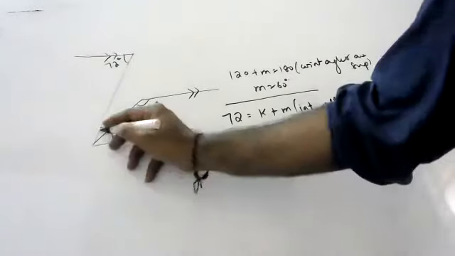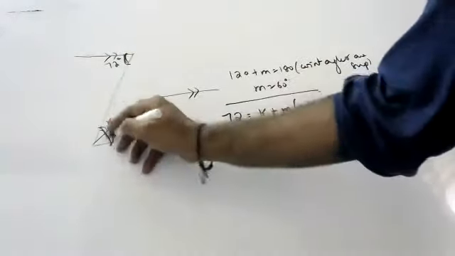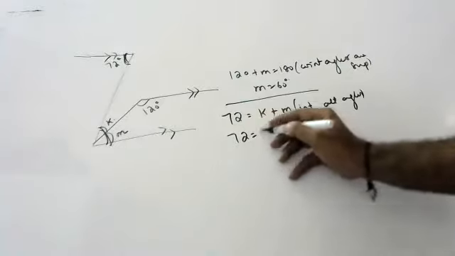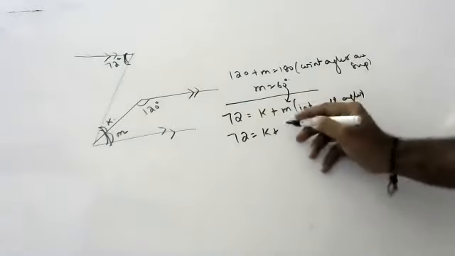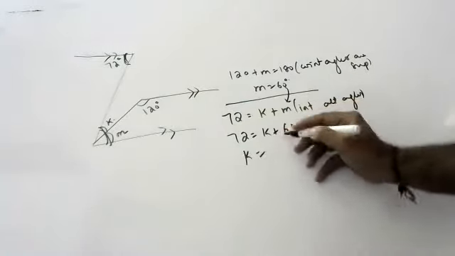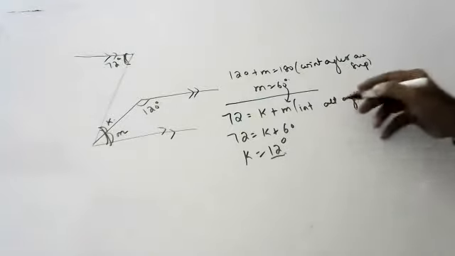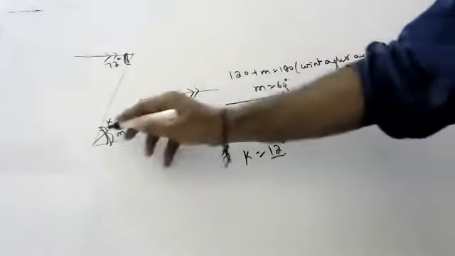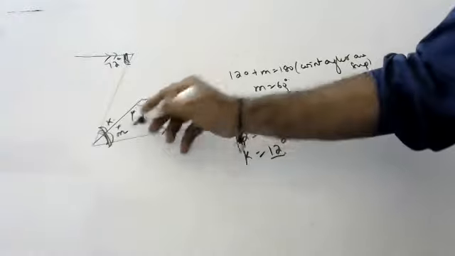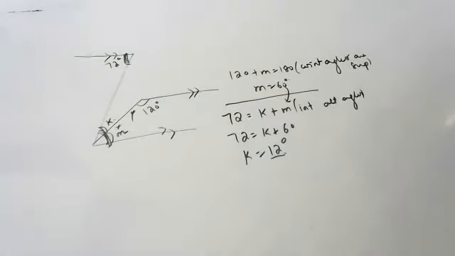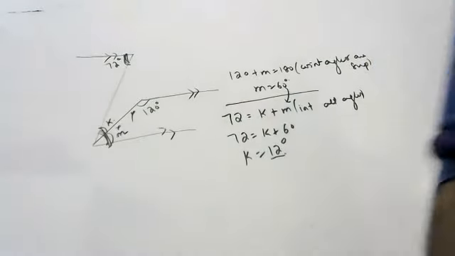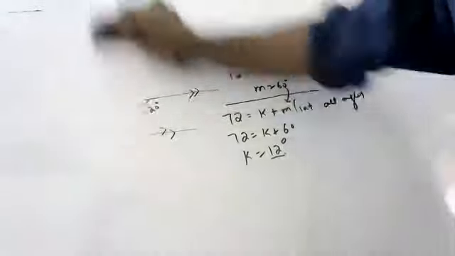So 72 is equal to k plus 60. K is equal to 72 minus 60, which is 12. K is equal to 12 degrees. Very good. So both are interior alternate angles, and these are co-interior angles, children. Between two parallel lines, co-interior angles are supplementary. We all know that. Okay, next up.